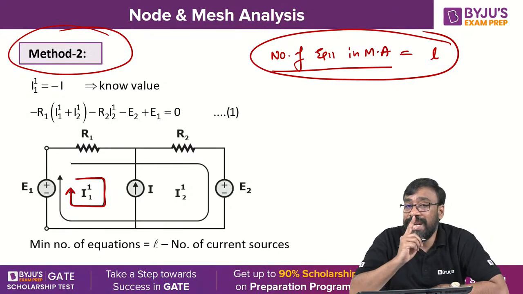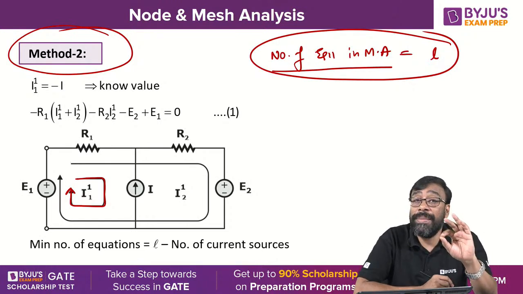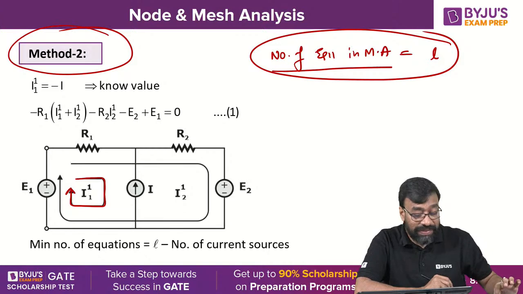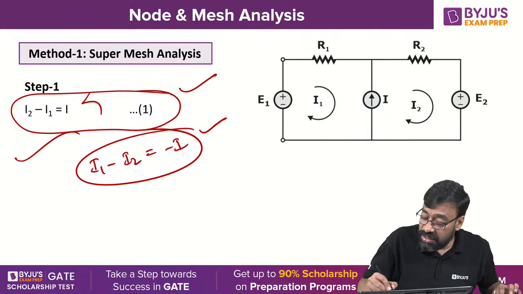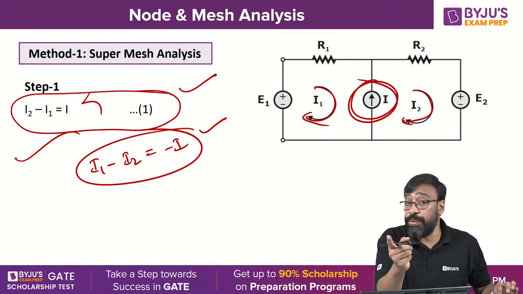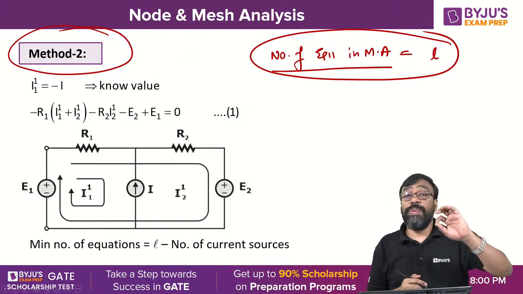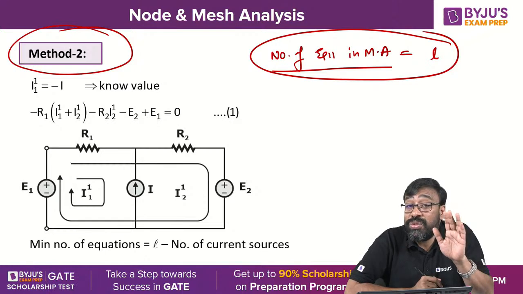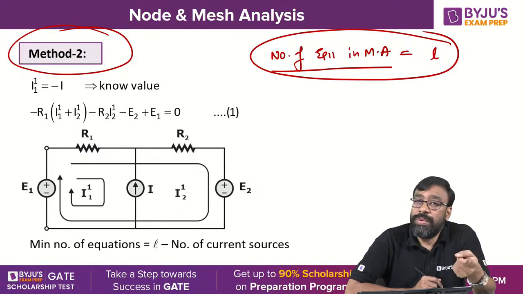The current source will experience only one loop current. That means the current source must not be a common element between the first and second loop. Earlier, what did we select here? Look at this. The loop currents were selected in such a way that the current source became the common element between loop 1 and loop 2. But now I am selecting the loop currents in such a way that the current source is not the common element between loop 1 and loop 2. Because when the current source is the common element, it results in the super mesh.